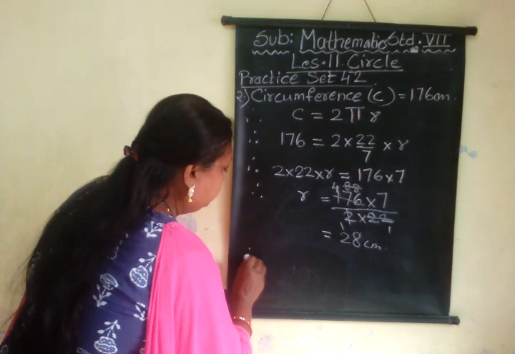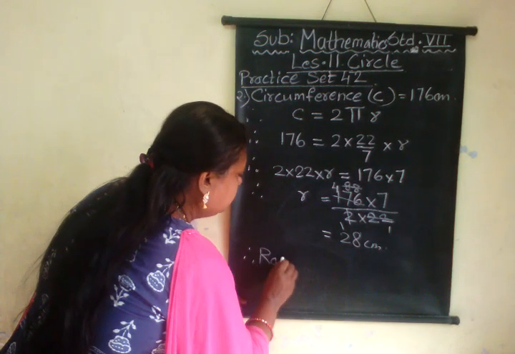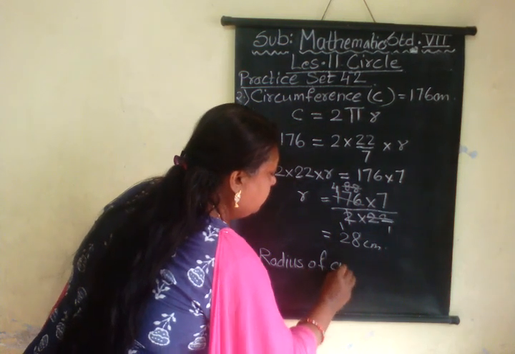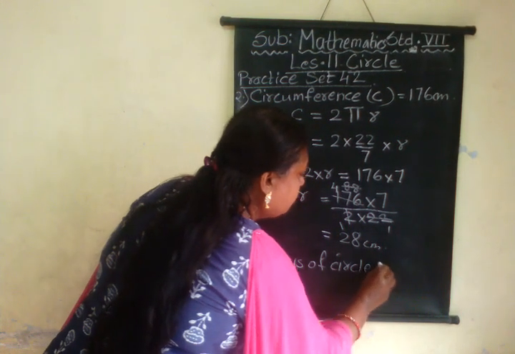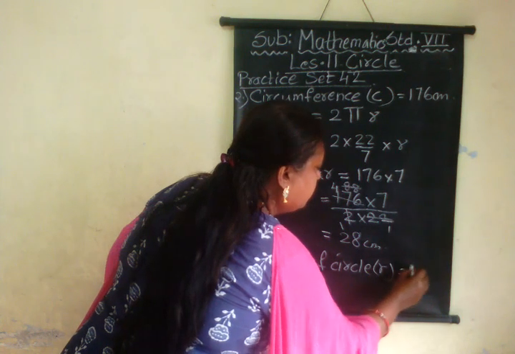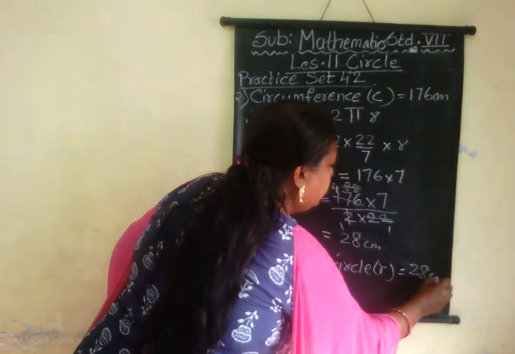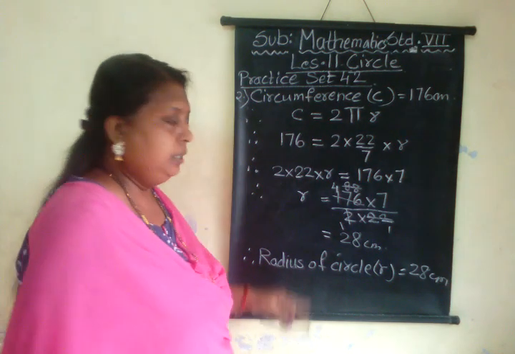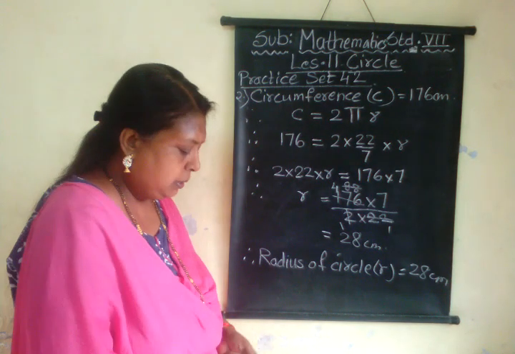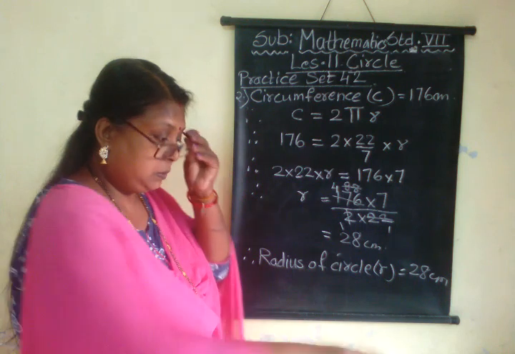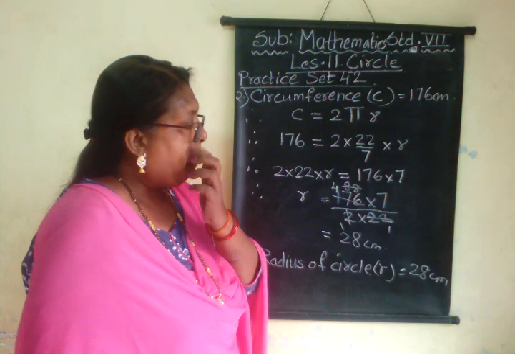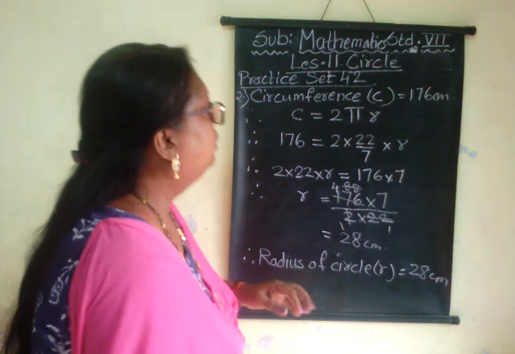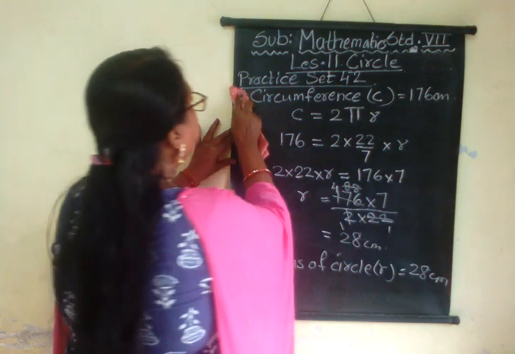So therefore radius of circle, small r is equal to 28 centimeter. Take down the sum children. Very simple it is. Okay, now we'll move on to the third sum.